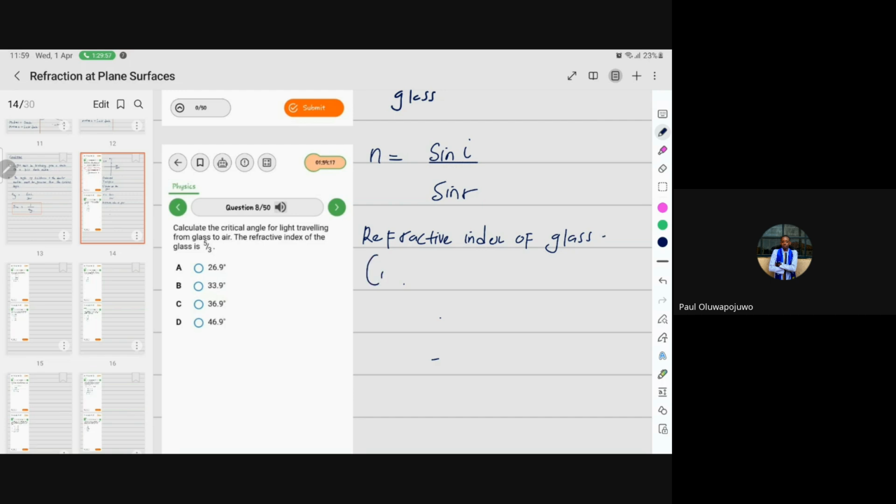Right? Which means air to glass. They gave us the refractive index to be equal to what? 5/3. Now, but they said from glass to air now. It's traveling from what? From glass to air.